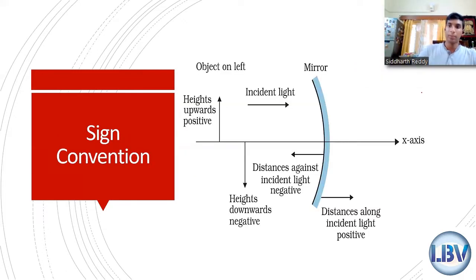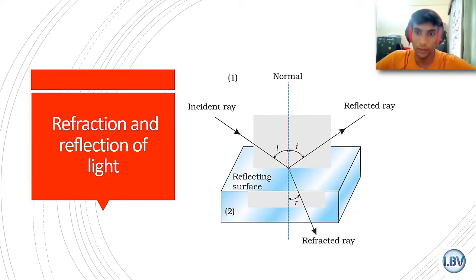Sign convention is very simple. Anything in the direction of the incident light is taken as positive, and anything against the direction of the incident light is taken as negative. So here we are only dealing with the refracted ray, so we can forget about the reflected ray. This is the incident angle, this is the normal, this is the incident ray, and this is the refracted angle.